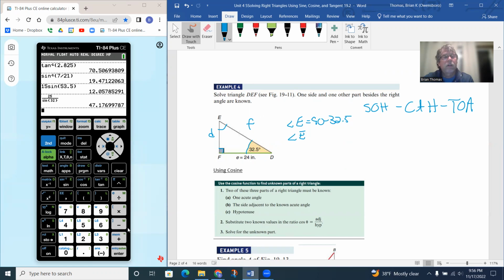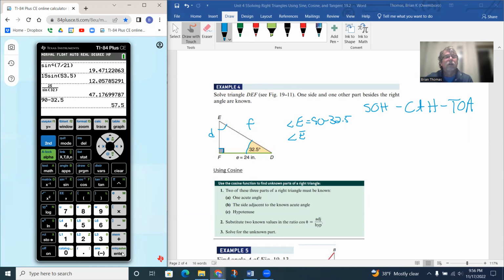If I put 90 minus 32.5 into the calculator, that gives us 57.5. Remember, all three angles of a triangle have to add up to 180. Since this is already 90, we know the other two angles have to add up to 90. So I can just use 90 minus 32.5 to get there. So 57.5 would be the missing angle.